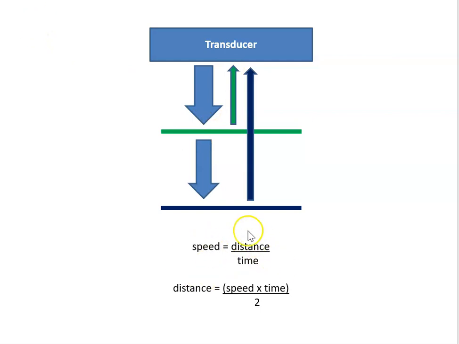We know that speed is distance over time. We know the speed of sound in tissue, 1540 meters per second, so the time is related to the distance, and the distance is speed multiplied by time divided by 2 in this case, because the sound's got to get there and it's got to get back. So that gives us the distance in depth. So something that's a long way from the detector, the sound will echo back later. And that allows us to build up the 2D pictures.